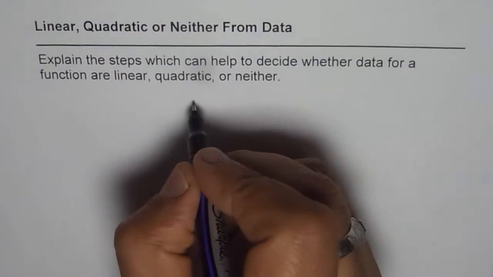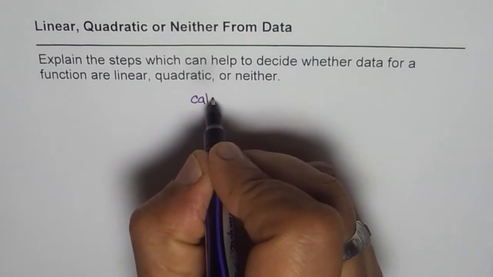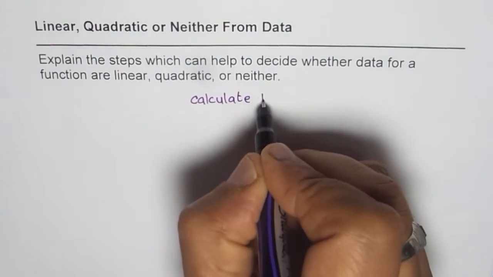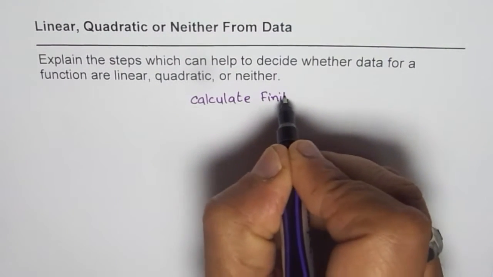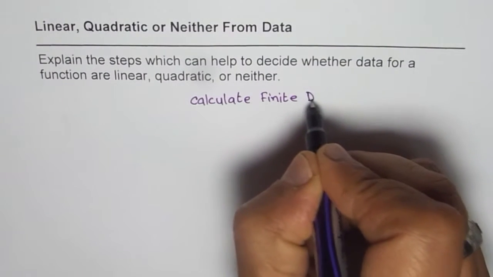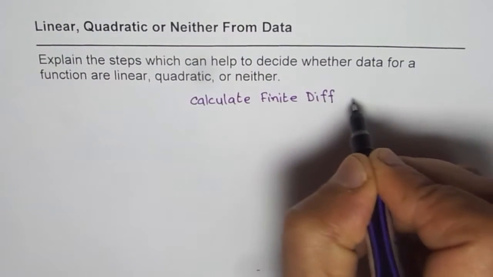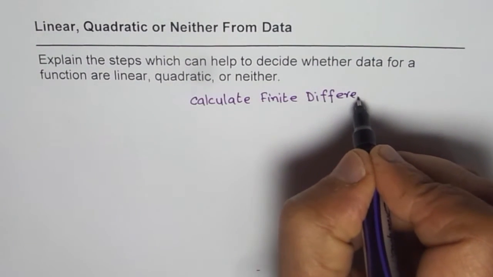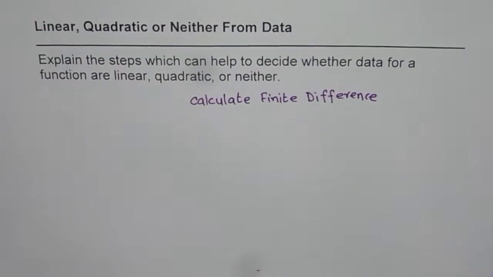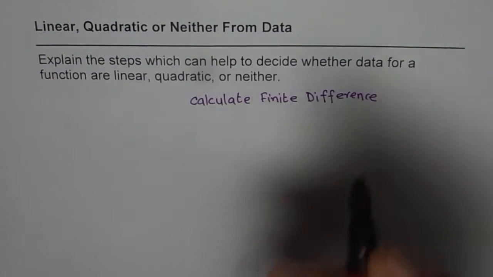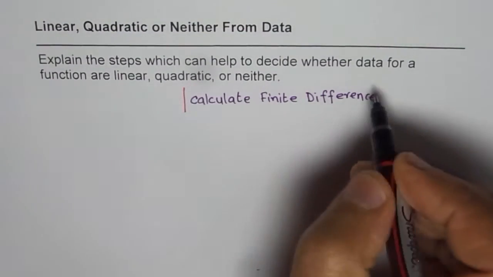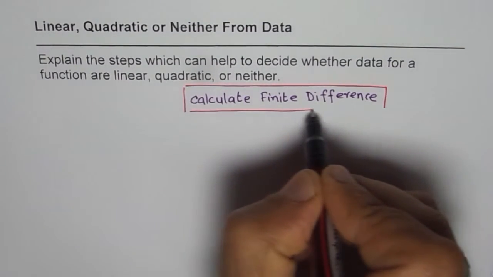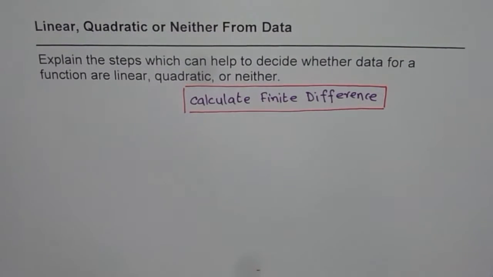So what you need to do is calculate the finite difference. If you calculate the finite difference, then you can figure out whether the data represents a linear, quadratic, or neither type of function. Do you remember what finite difference is? So I'll make a flowchart. Let's say this is the operation we need to perform on the data: finite difference.